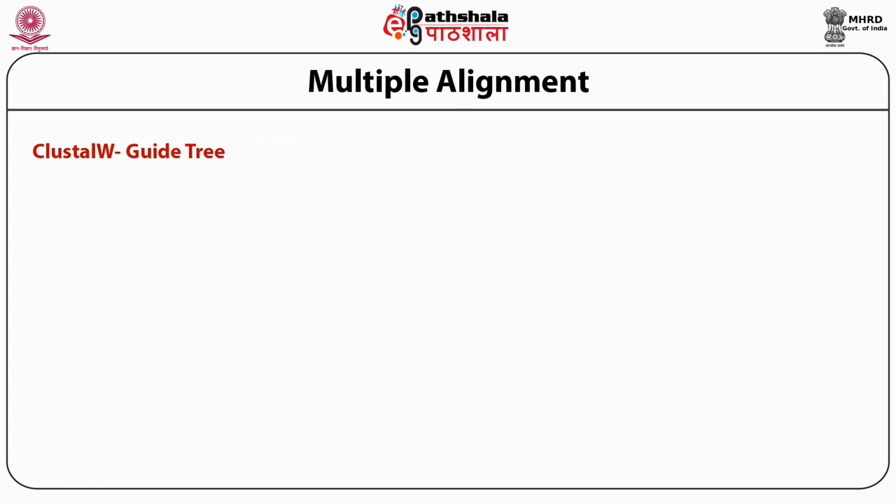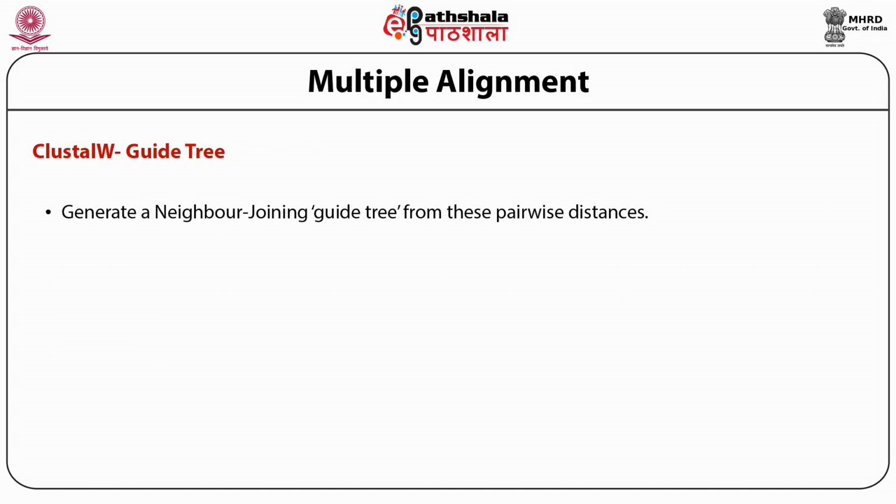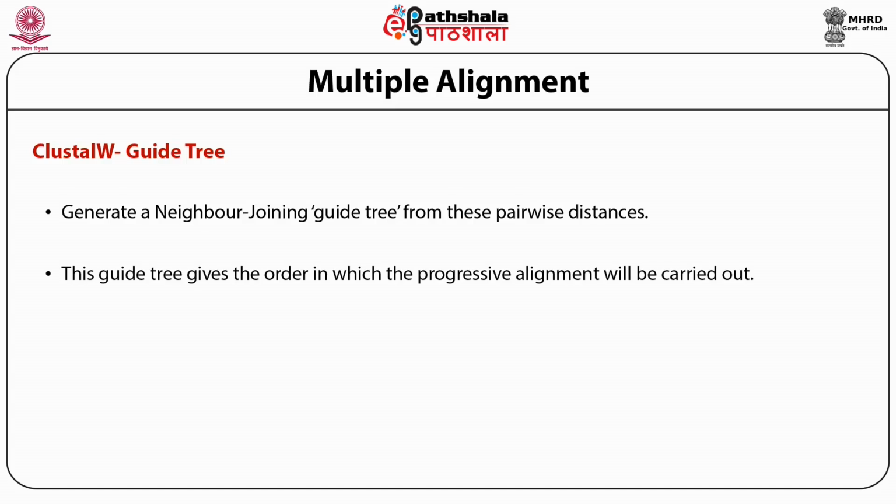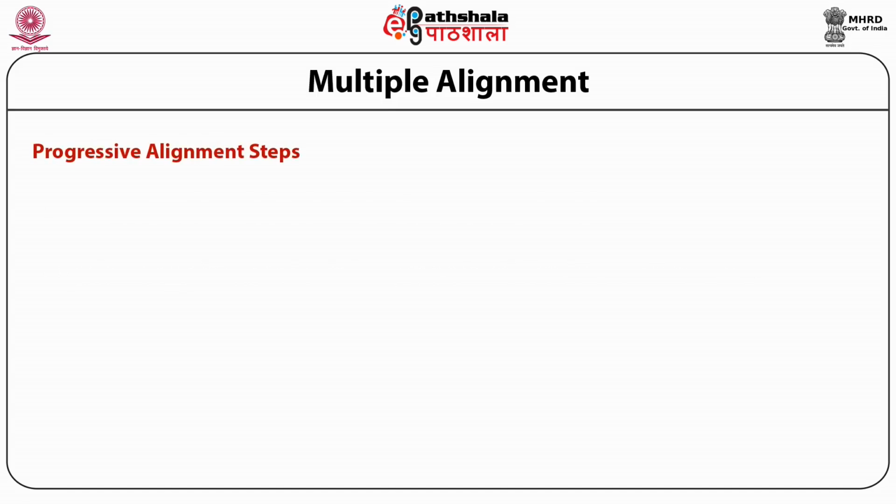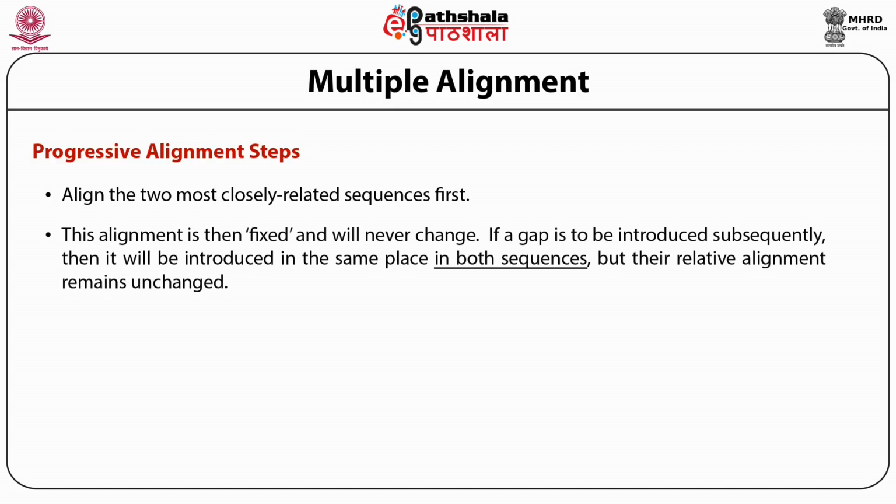Now given a distance matrix, you can create what is known as a neighbor joining guide tree from these alignments. This guide tree will give you the order in which the progressive alignment will be carried out. This guide tree is constructed like this: that pair of sequences which has the highest score, or which is the most closely related, you align them first, and then this alignment is considered fixed and will not be changed.